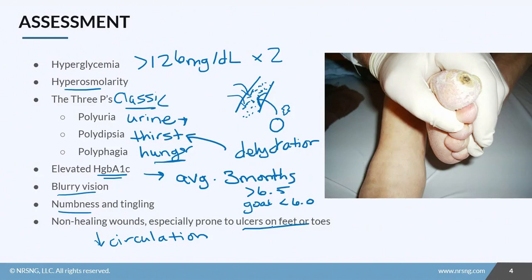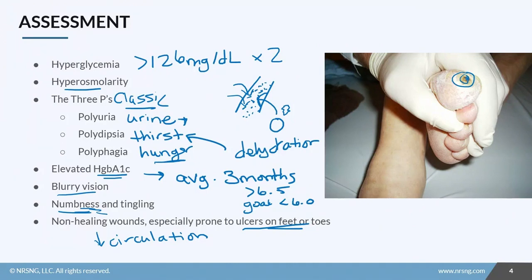Remember, they're super prone to this on their feet or their toes because they'll get a little ulcer on their foot and they won't know it's there because they can't feel it. And then it just gets worse and worse and worse. Now, this diabetic ulcer is actually probably one of the better ones I've seen. I've seen much worse, but it probably started the size of a pinhead. They didn't know about it. It got worse and worse and worse. And now if this continues to get worse, they're at risk for a lot of problems.